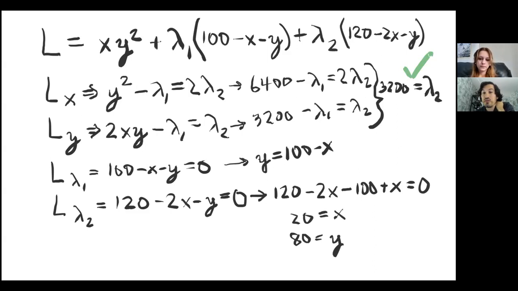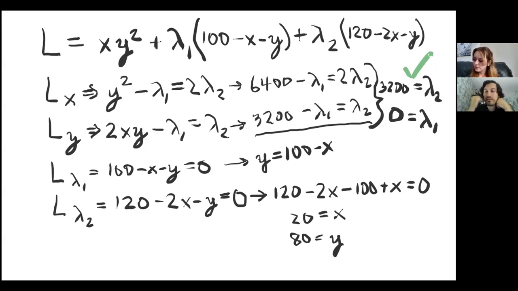Now let's go back and see what lambda 1 is. Well, we can use this equation here. Let's plug in 3,200 for lambda 2. And what do we get? We actually get 3,200 minus lambda 1 equals 3,200. That says 0 equals lambda 1. What do you guys think about this? Should it get the green check or the red X? Check. Yeah, it's actually okay that lambda 1 equals 0.